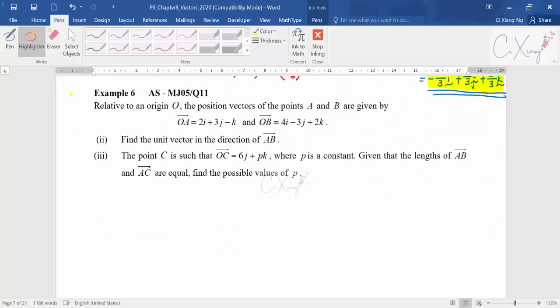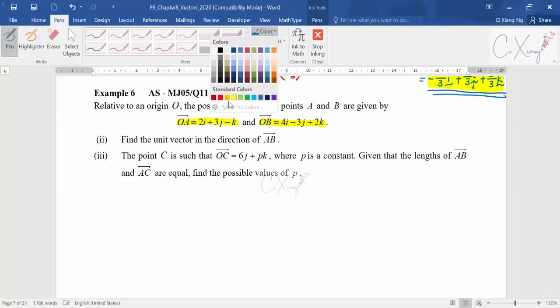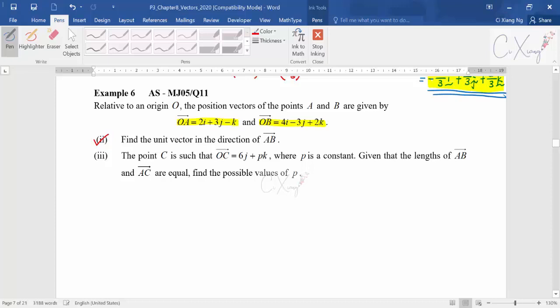If we go through it now, you can see that they already give you the position vector of A and also the position vector of B. So first of all, they want the unit vector in the direction of AB. I will straight away give the answer only. The unit vector of direction AB should be 2 over 7 i minus 6 over 7 j, then plus 3 over 7 k. I think this is not hard. You can actually try to do it on your own.